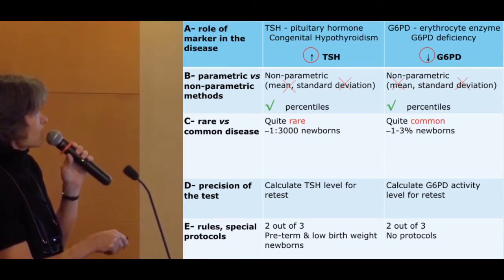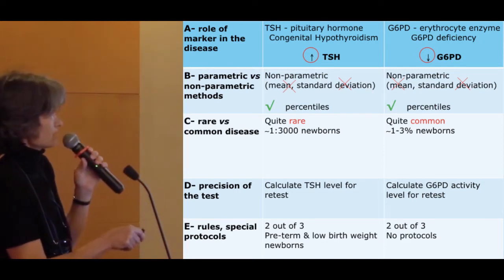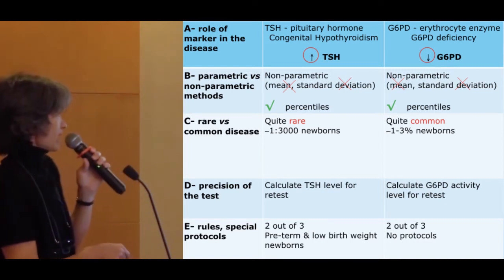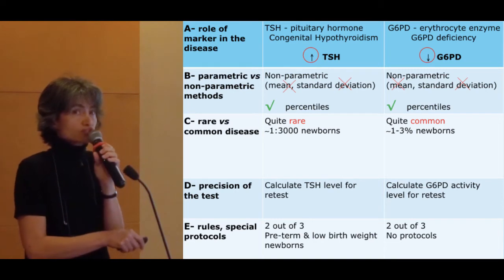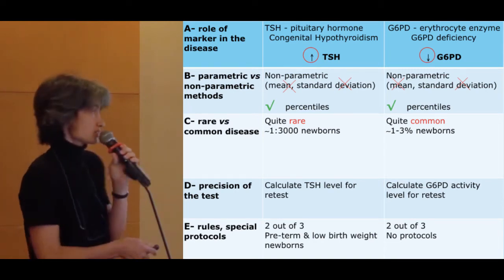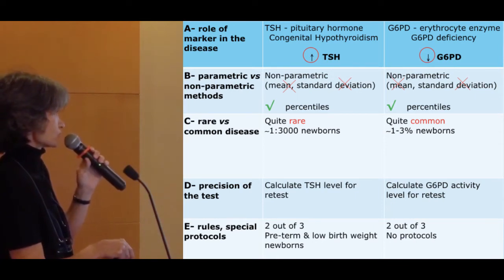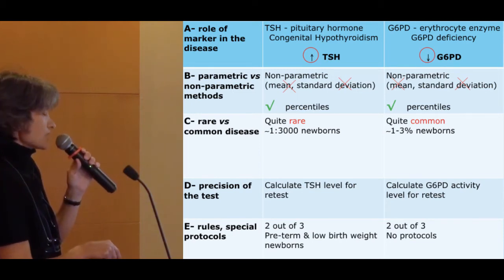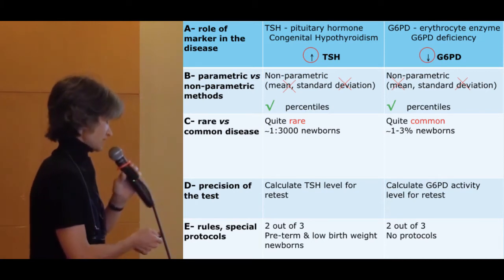Congenital hypothyroidism is quite rare compared to G6PD, which is quite common. And both cutoffs have to be adjusted for the precision of the test. And you'll see we'll talk about a specific protocol only for congenital hypothyroidism in the case of preterm babies and low birth weight newborns.